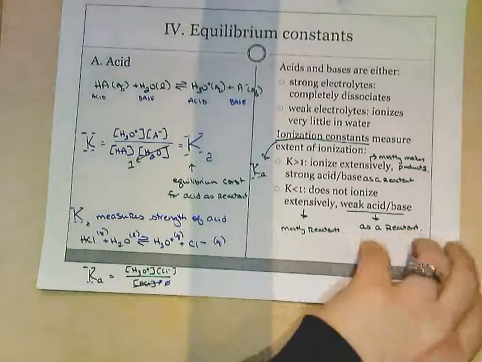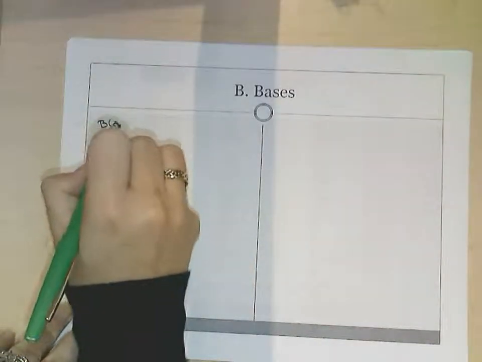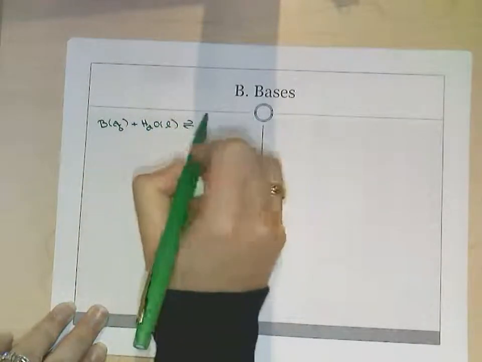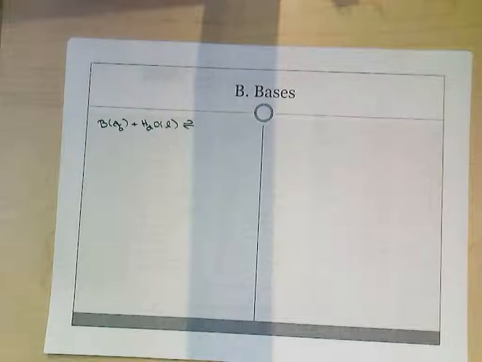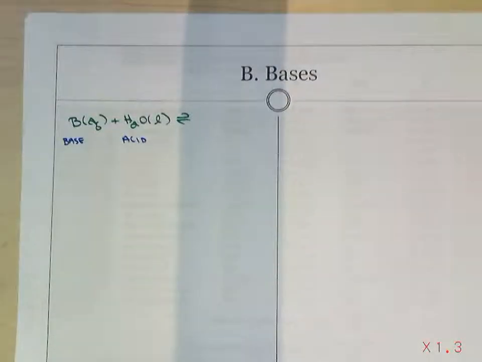So that's true for acids. We can also make the same argument for bases, where if this is my generic base equation, alright, so now I have a base and an acid. So B is the base, water is acting as the acid in this case. If it's the base, does it want a proton or does it have another proton to give away?